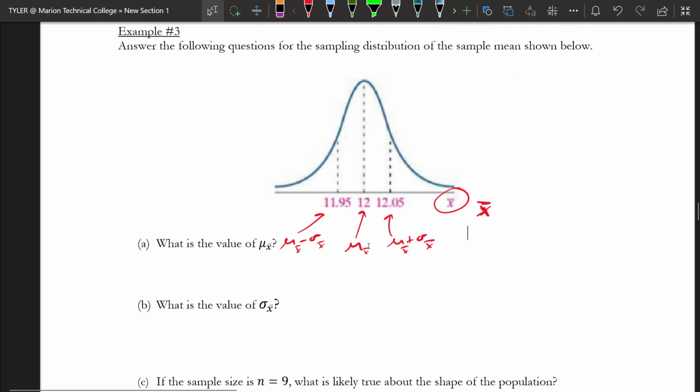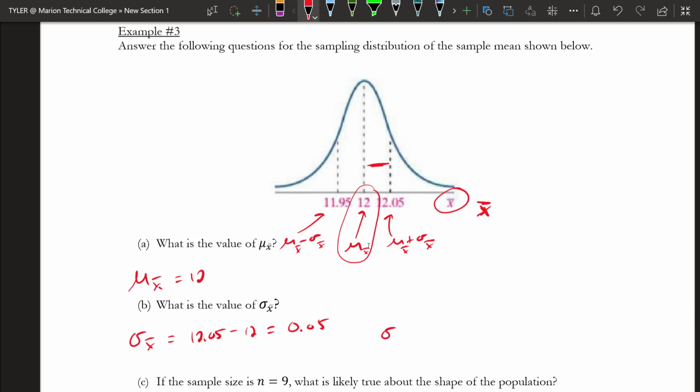So in part A, we're asked, what's the value of the mean of X bar, right? So that would be this guy right in the middle, in the center, that's where that's going to line up. So this would be equal to 12. And then if you want to find the value of sigma X bar, you're essentially just looking at the difference between those two, right? So sigma of X bar would be equal to 12.05 minus 12, which is equal to 0.05, right? So the standard deviation of X bar is 0.05.